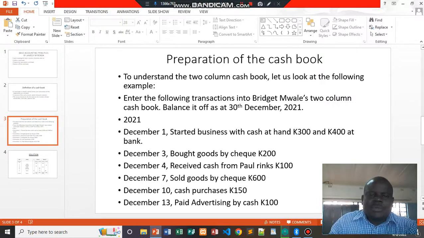So in the first transaction, when we say started business, the capital account is giving out money to the business, because the capital account represents the owner of the business. It gave money in the form of cash, which the business received, and the other amount of money, 400 kwacha, was put into the business bank account. So our cash account was receiving 300 kwacha, and the bank account was receiving 400 kwacha, right?